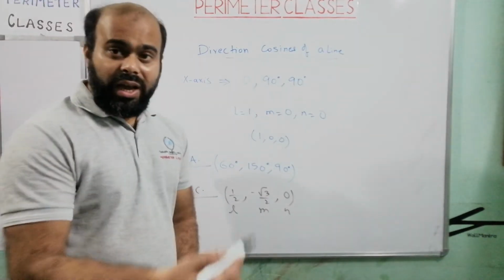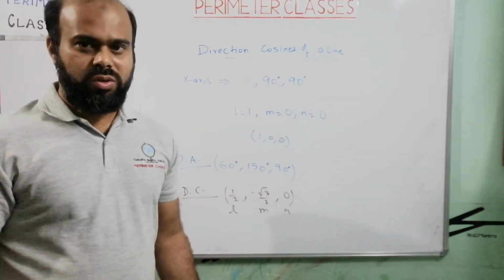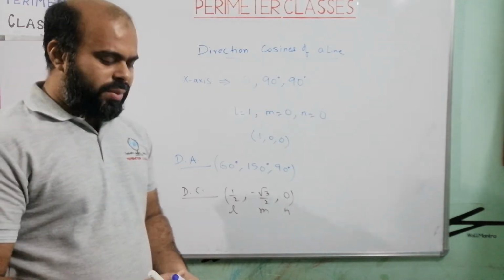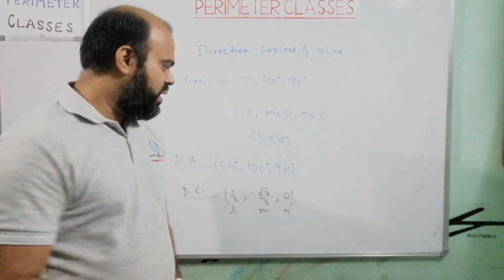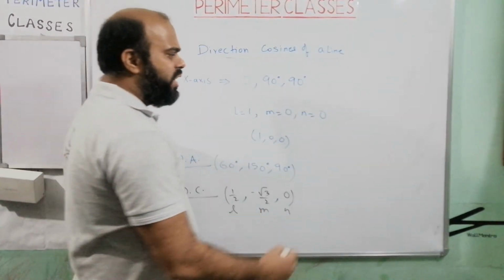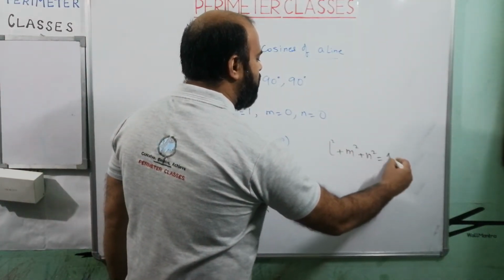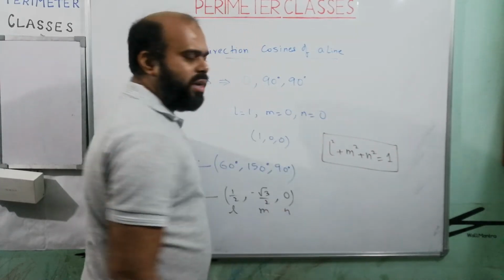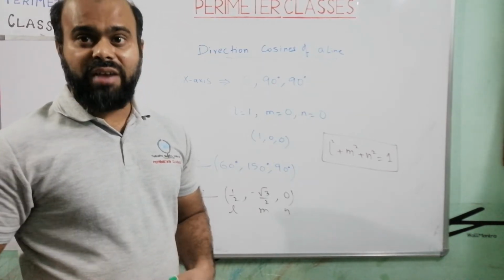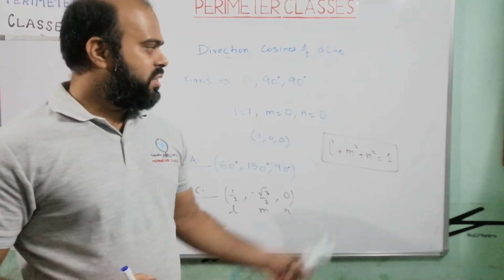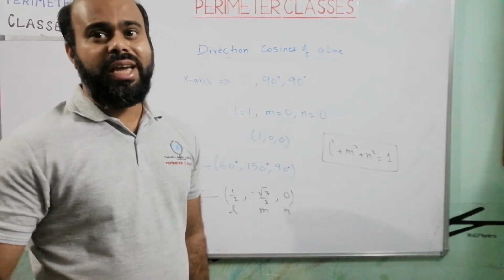So there would be another direction cosine of the line also, which will be minus half, plus root 3 by 2, and 0. So we may have such combinations. One thing to keep in mind is the relation between l, m, n, which you have to remember also: l square plus m square plus n square is always equal to 1. Even in the examples I have taken, you can see that this is being followed. If this is not being followed, then the line will not exist.